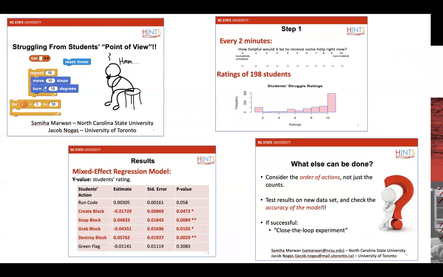I'm working in block-based programming languages, and they are different from text, where the students drag and drop blocks, as you see here.